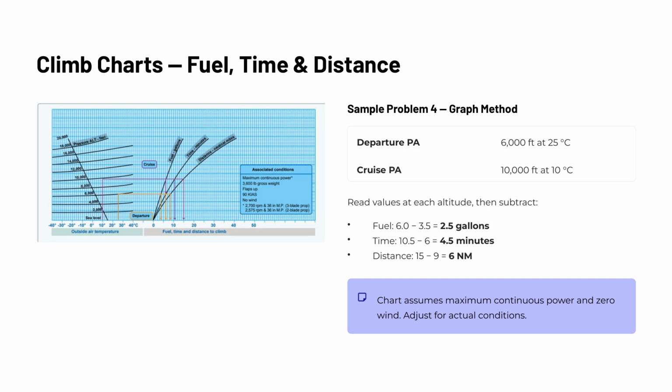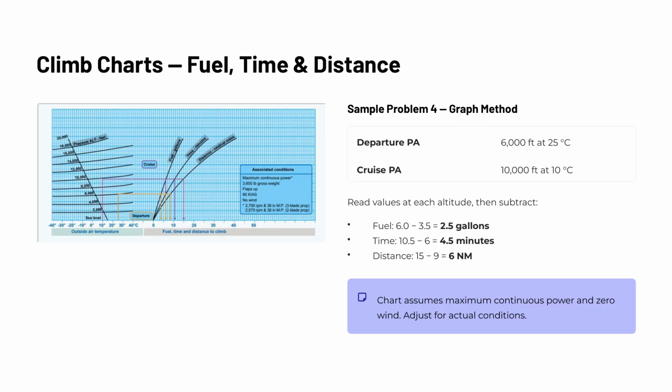Now, let's work through sample problem 4 using the graph method for climb performance. In this scenario, we are departing from a pressure altitude of 6,000 feet at 25 degrees Celsius and climbing to a cruise pressure altitude of 10,000 feet at 10 degrees Celsius. The key technique here is that we don't simply read values at the cruise altitude. Instead, we read the chart values at both altitudes and subtract the lower from the upper. This accounts for the fact that the chart builds cumulative values from sea level, so we need to isolate only the portion of the climb we're actually flying.